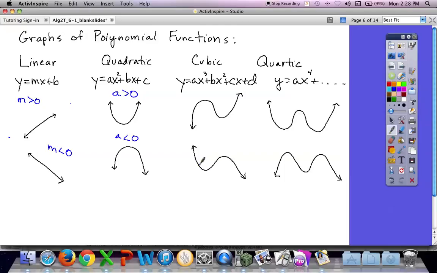What was the determining factor on these? Right, so this is the one which is A is greater than 0. This is the one of A less than 0. Notice the similarities between linear and cubic. Both of them either start in negative territory and end up in positive, or they start in positive territory and end up in negative.